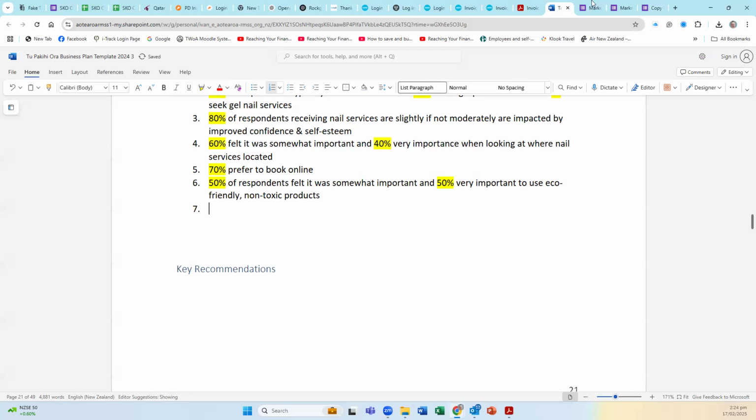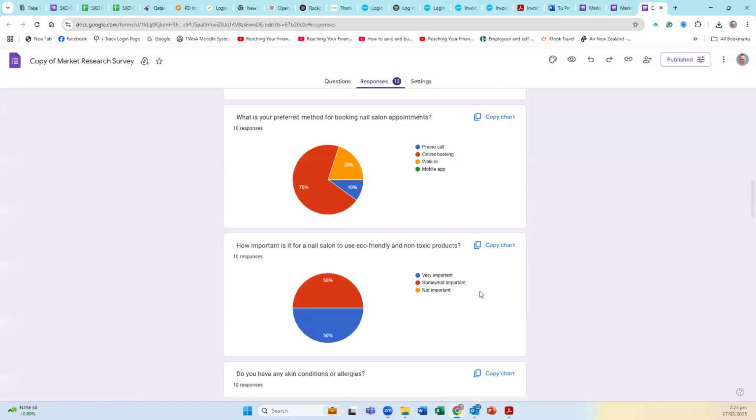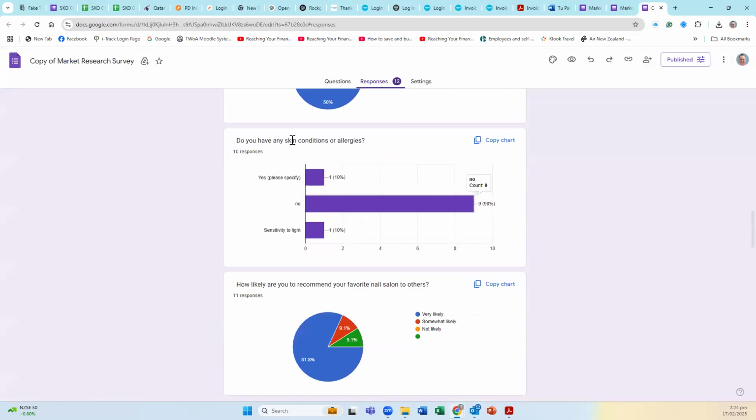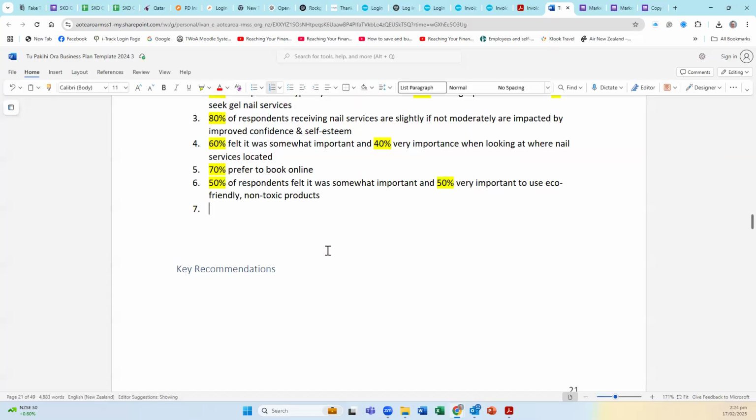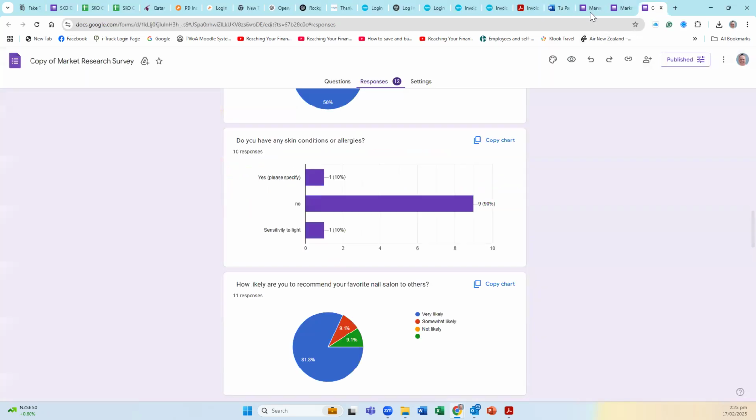Okay. Let's look at number 7. Number 7 is this question here. Do you have any skin conditions or allergies? 90% do not have skin conditions or allergies. 90% of respondents have no allergies or conditions.